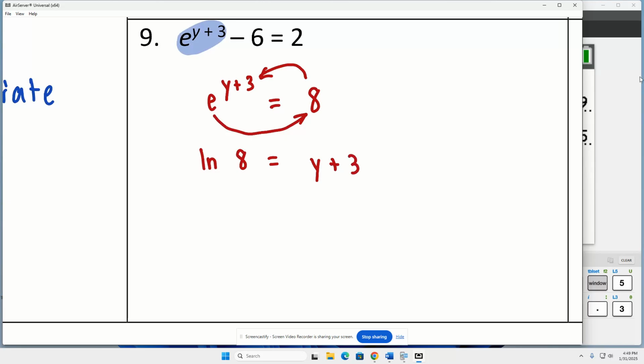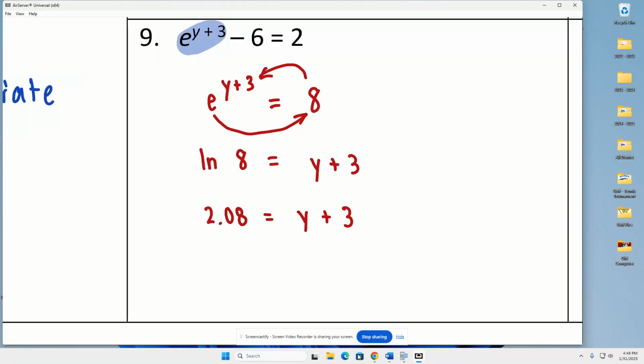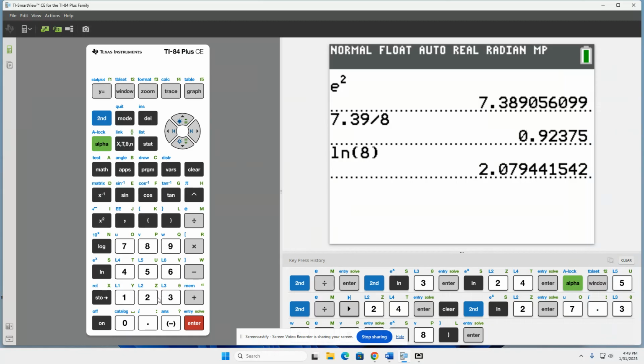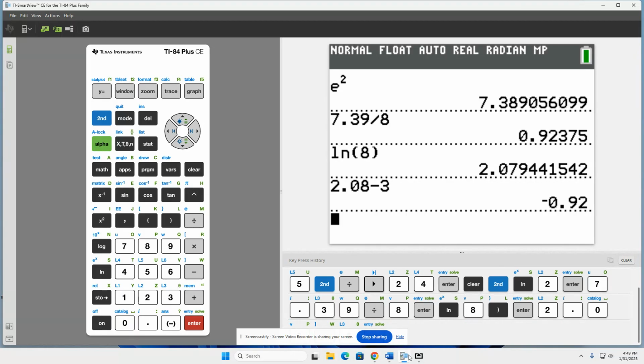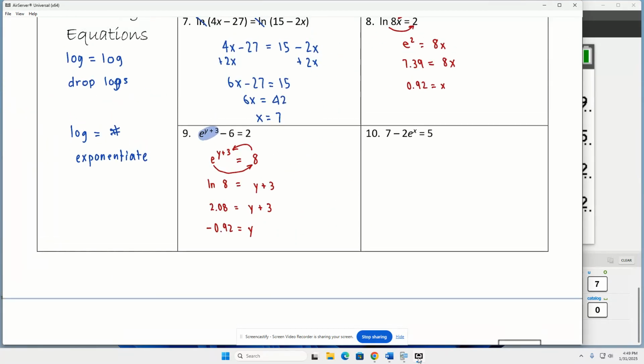Now I can go to my home screen. I can use the ln button and do the argument 8. The natural log of 8 is approximately 2.08. And that equals y plus 3. So my last step here is going to be subtract 3. So I'm going to do 2.08 minus 3, and I get negative 0.92. I don't know why those ended up being 0.92 and negative 0.92, but there you have it.